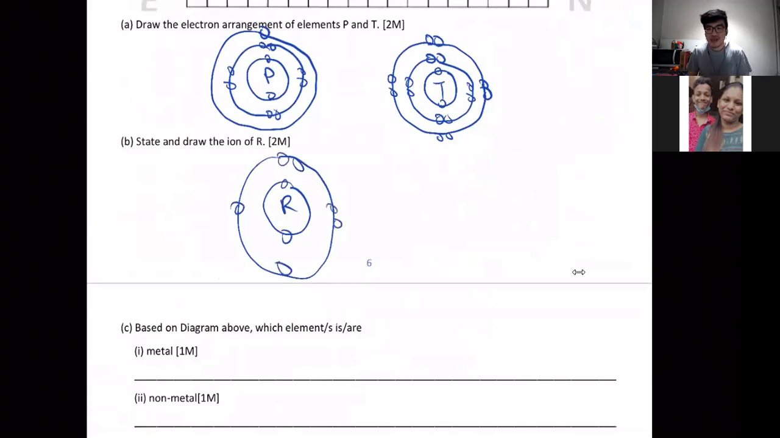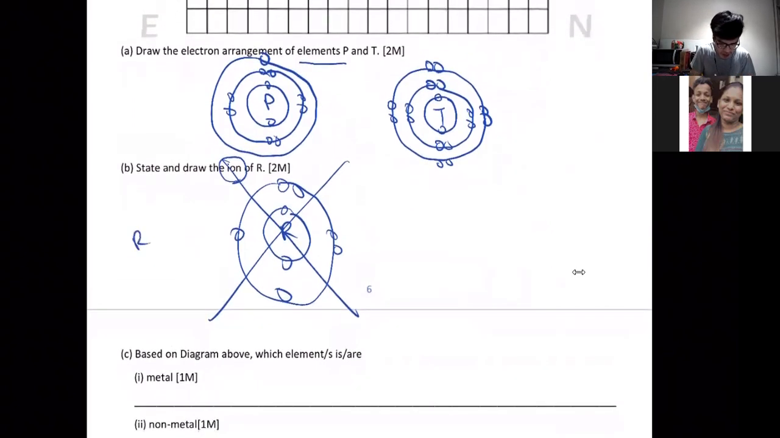So is this the answer? No. You're wrong. Why? Because they want the ion. They don't want the atom. This one was the element. Now they don't want the element, they want the ion. Many students will make mistakes like that, so make sure you read the question properly.